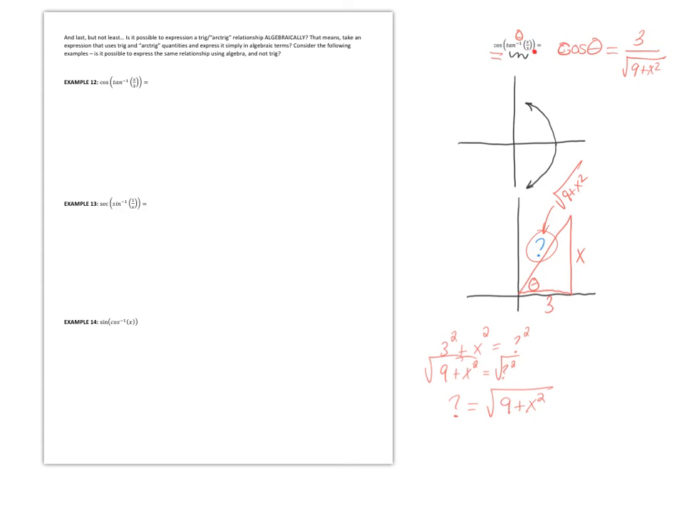So for example, if x was 13, when you plug x equals 13 in here and you find the angle whose tangent is 13 over 3, it'll give you some angle, and then you take the cosine of that angle, you're going to get some fraction. Well, guess what? You get the exact same fraction if you do this. So it's pretty cool that you can use algebra to express a trig identity.